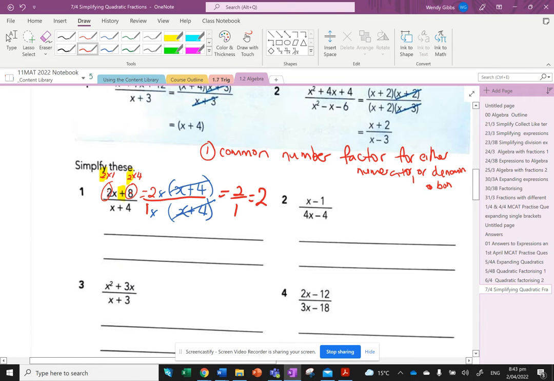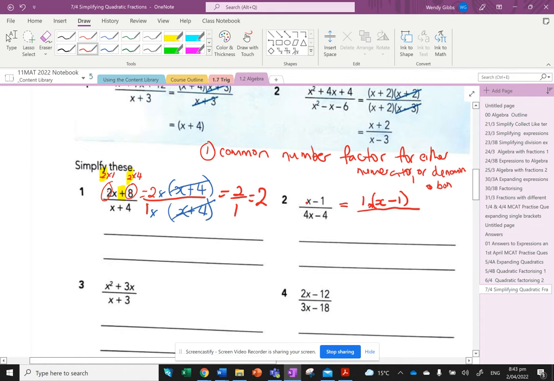Okay, so if I look at number 2, I can do the same thinking. Is there a common factor on the numerator? And the answer is no, because there's no number here. So I'm going to rewrite that as 1, just for the sake of this. We don't normally put it there. So there's a times there.